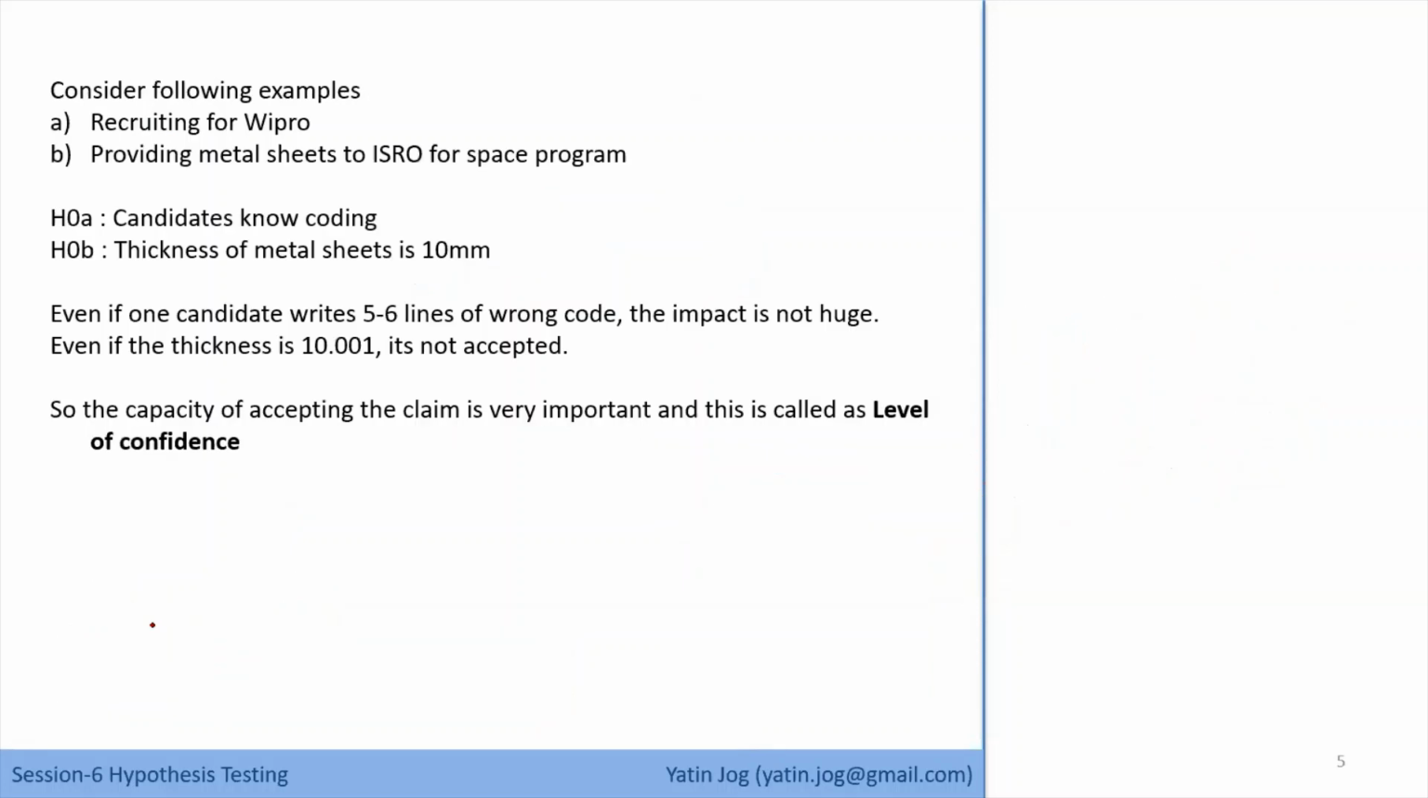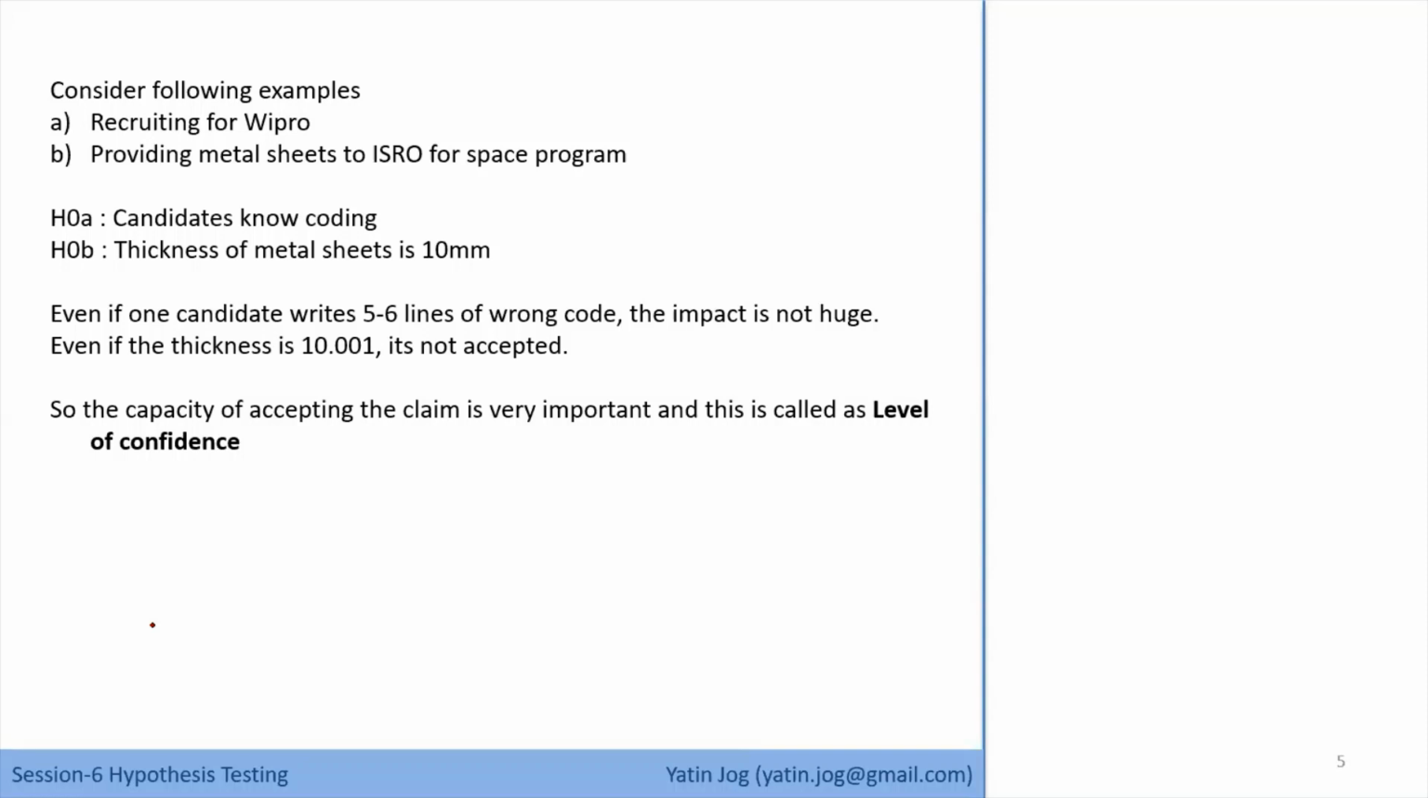What is this confidence level? Now consider the following examples. The first scenario is that I'm recruiting for Wipro, continuing the same example from the previous batch. The second scenario is providing metal sheets to ISRO for some space program. In the first scenario, my null hypothesis is that candidates appearing for the recruitment process know coding, because that is my basic requirement. If they know coding, they can appear for the test, and then I'll select from the candidates. For the second scenario, my assumption is that the thickness of the metal sheet has to be 10 mm, which I'm using for some kind of device.